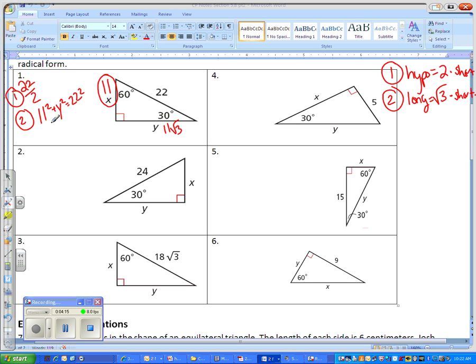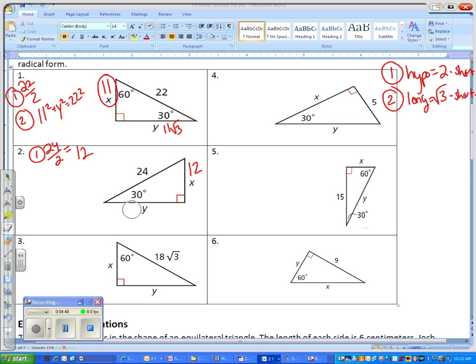Okay, and if you don't believe me, do the Pythagorean theorem. But that's what the shortcut says. Okay, so for number 2, the hypotenuse is 24. So what you're going to do is divide it by 2, and you're going to get that the shorter leg is going to be 12, because this is half of an equilateral triangle, right? So this side has to be 24, and this whole side has to be 24, meaning that this side's only 12. All right, so we got one answer down.